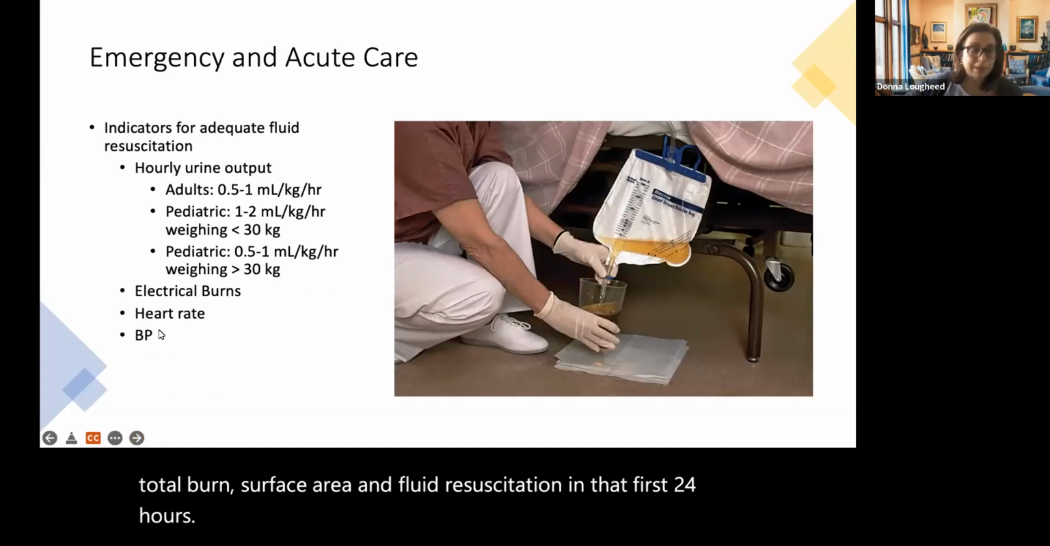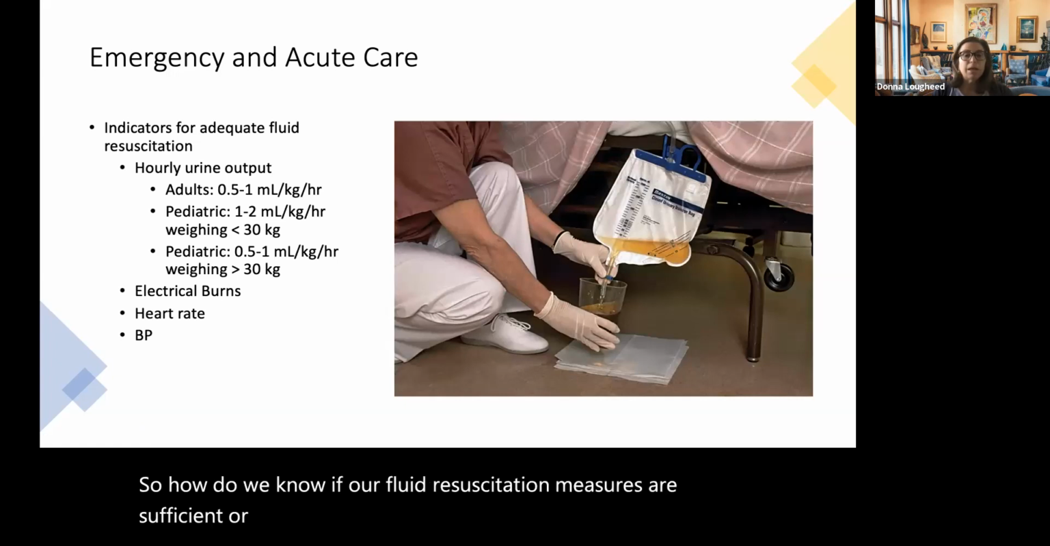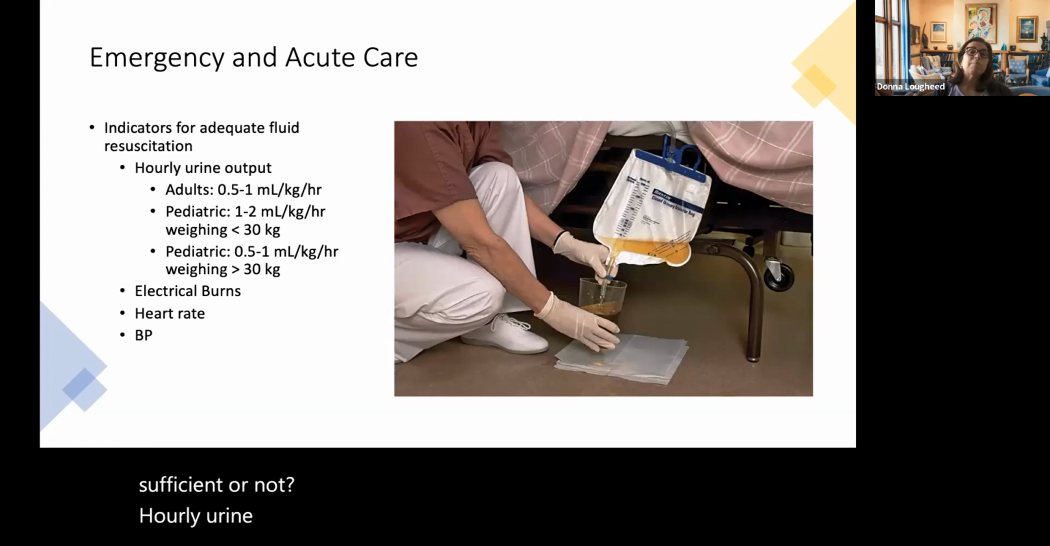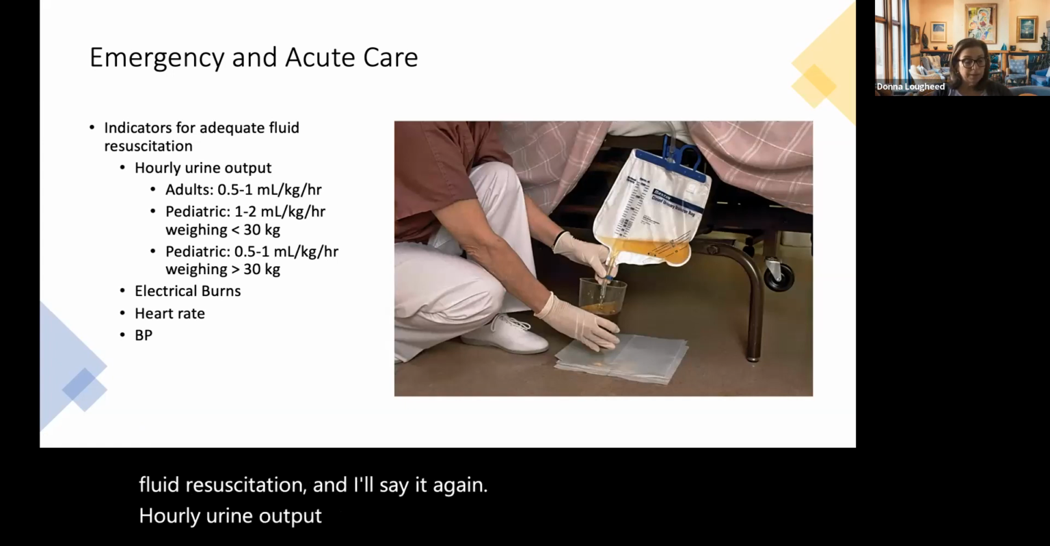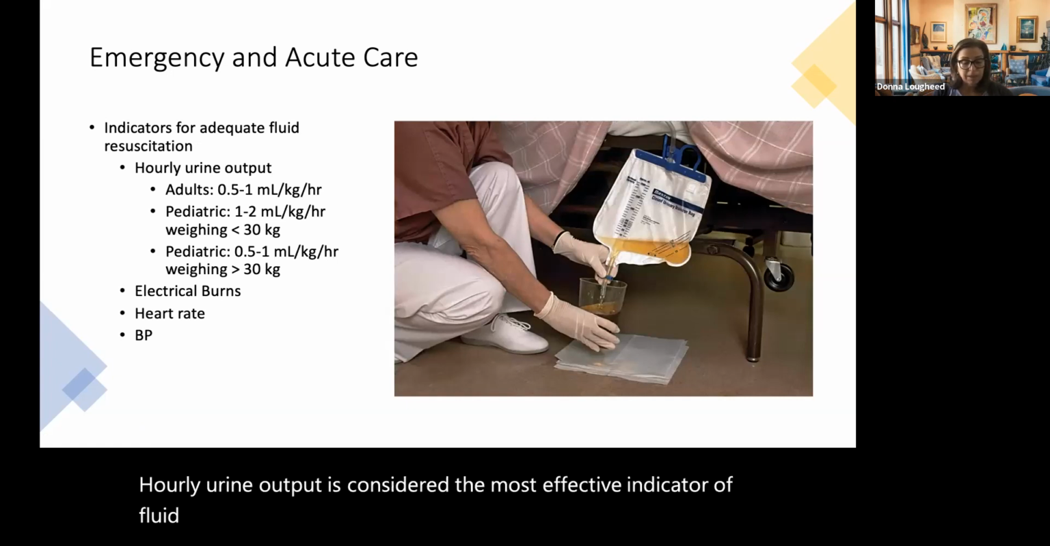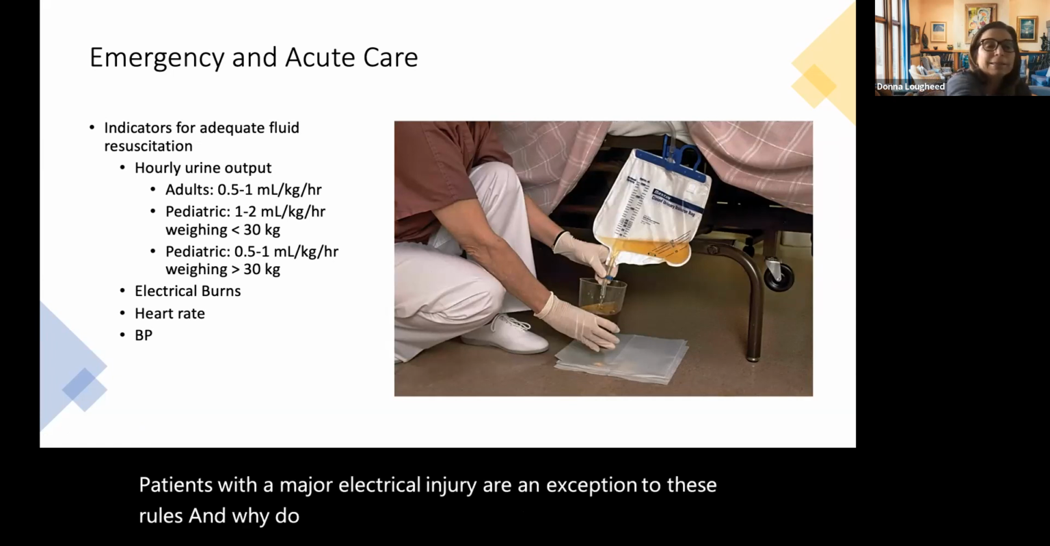So how do we know if our fluid resuscitation measures are sufficient or not? Well, hourly urine output is considered the most effective indicator of fluid resuscitation. And I'll say it again, hourly urine output is considered the most effective indicator of fluid resuscitation. Now, patients with a major electrical injury are an exception to these rules. And why do you suppose that is?